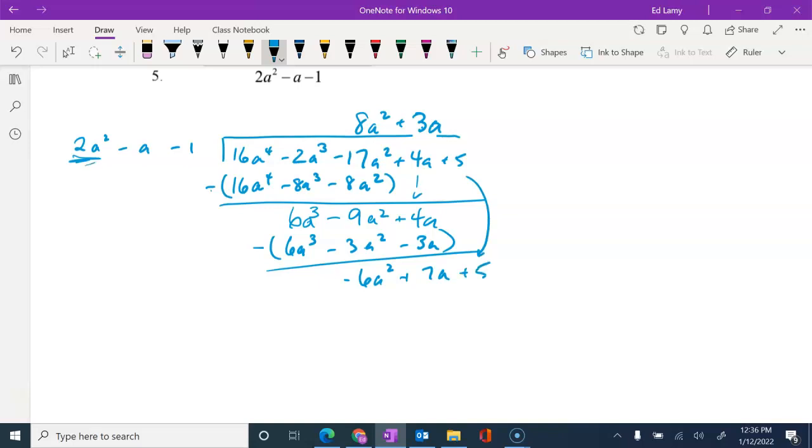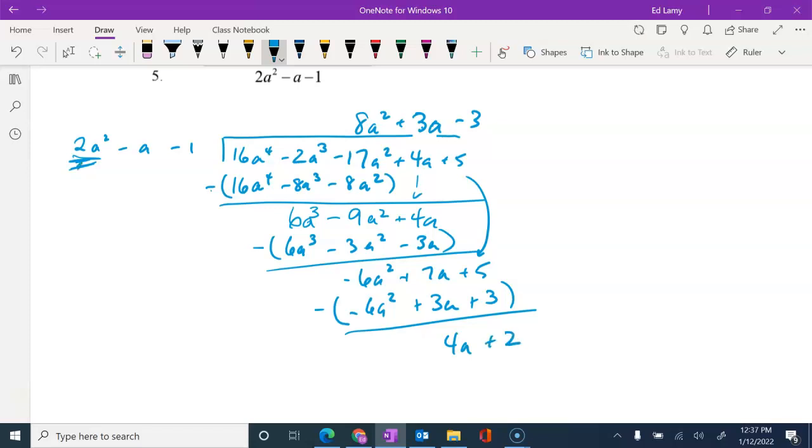Ask again, what do you multiply 2a squared by to get negative 6a squared? And you would say negative 3. Negative 3 times 2a squared would be negative 6a squared. Negative 3 times negative a would be positive 3a. Negative 3 times negative 1 would be positive 3. And we subtract. The a squareds are gone. 7a minus 3a is 4a. 5 minus 3 is 2.